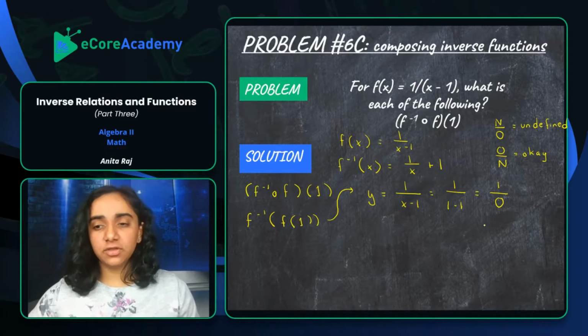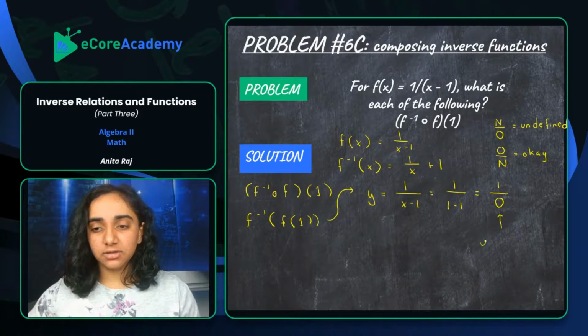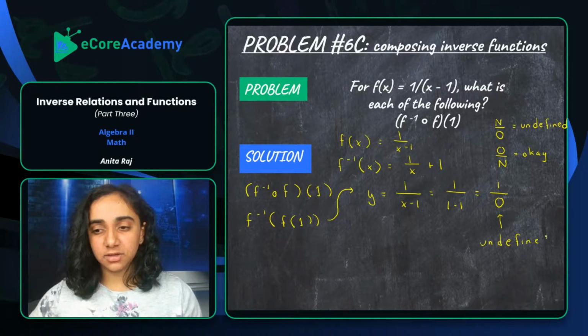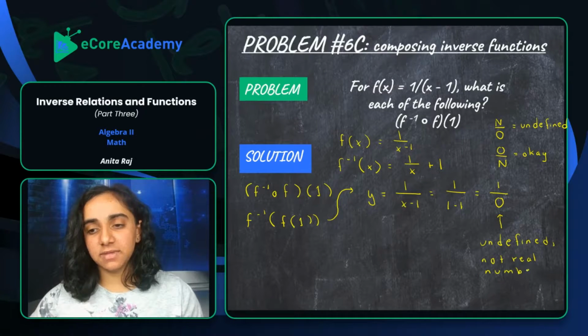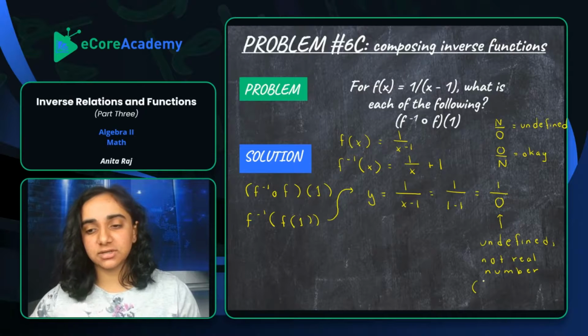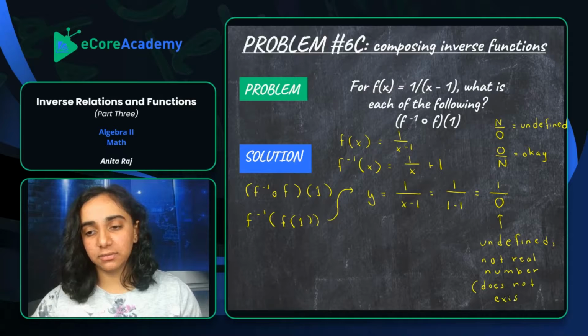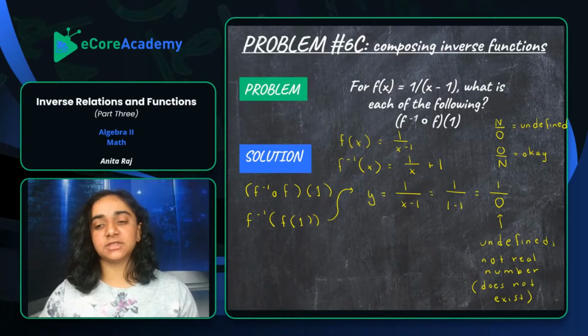So in this case, this answer is going to be undefined. It's going to be undefined because it's not a real number. And if it's not a real number, that doesn't necessarily mean that it is an imaginary number. It just does not exist. This just does not work. You cannot have a number divided by 0. So for all our purposes, think of it like that.